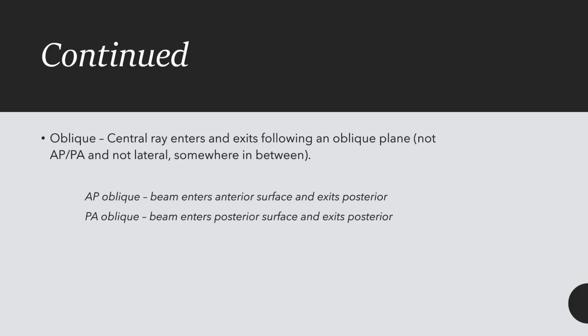We can also take oblique X-rays. So the central ray will enter somewhere between AP and PA and not exactly lateral, somewhere in between. So if you have an AP oblique, it's going to enter at an anterior surface and exit posterior. And if it's PA, it enters posterior and exits anterior. So in these cases, we're not exactly looking straight on at the patient. We're not exactly looking lateral. It's somewhere in between, usually at a 45-degree angle.